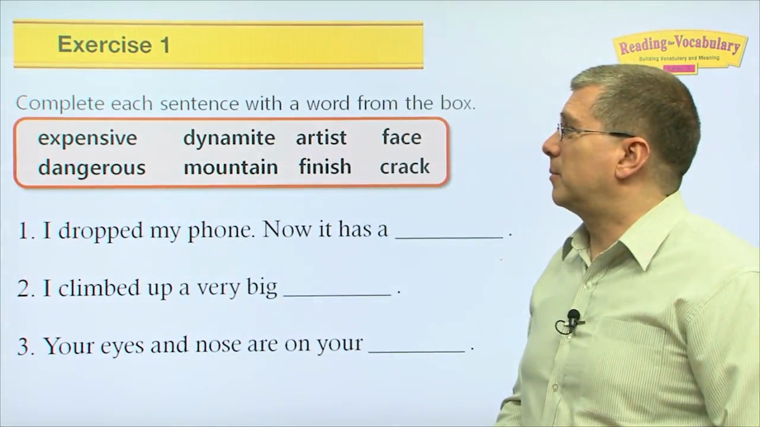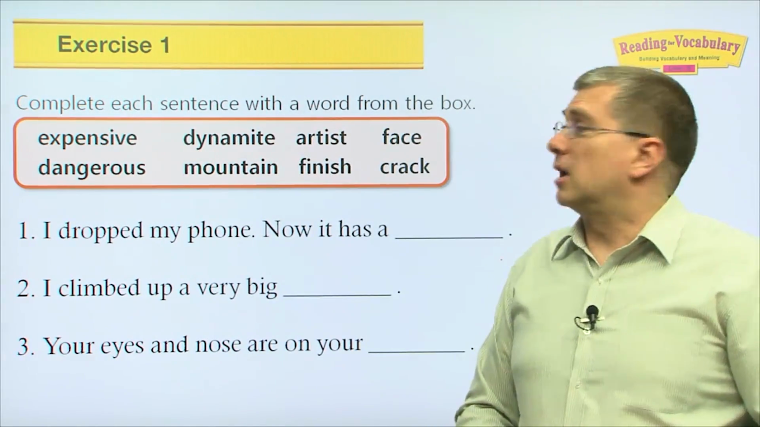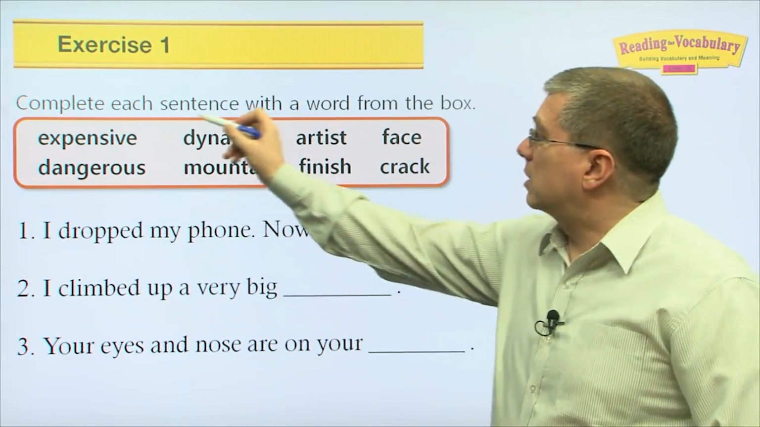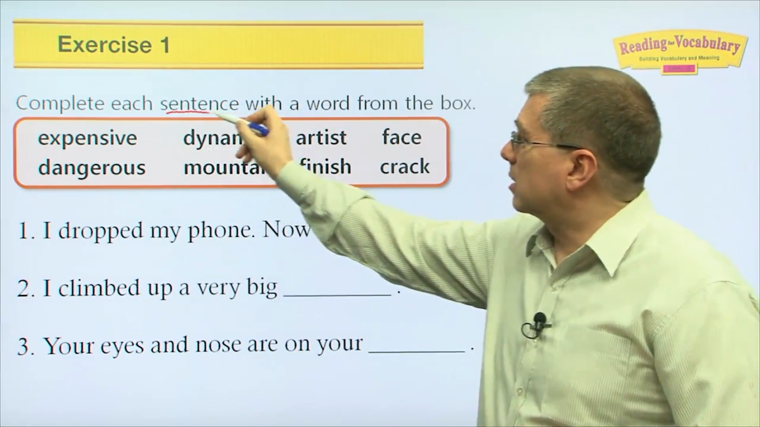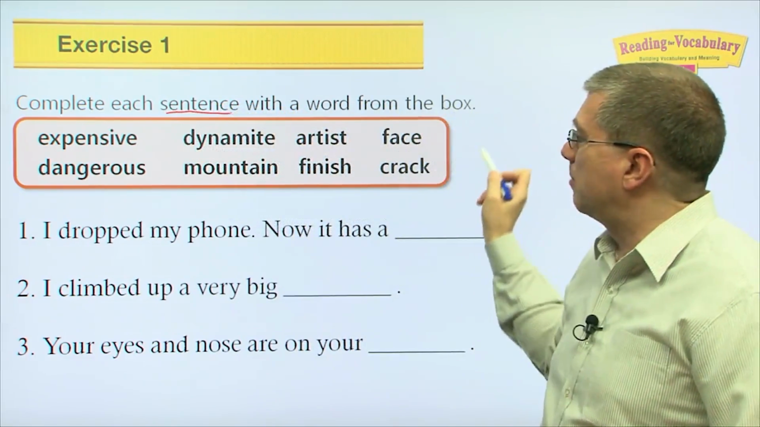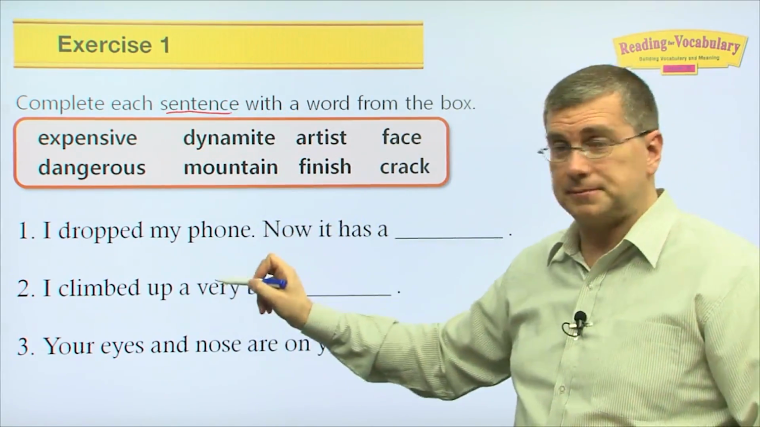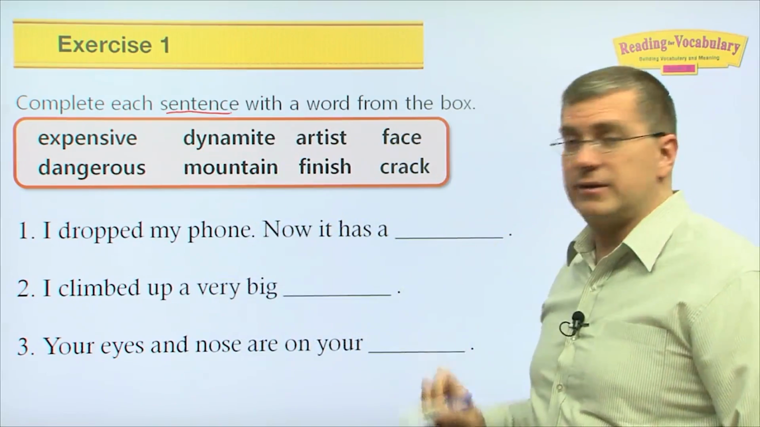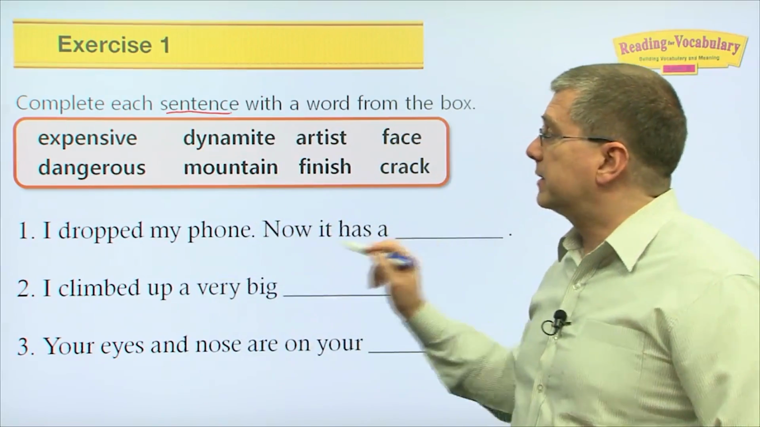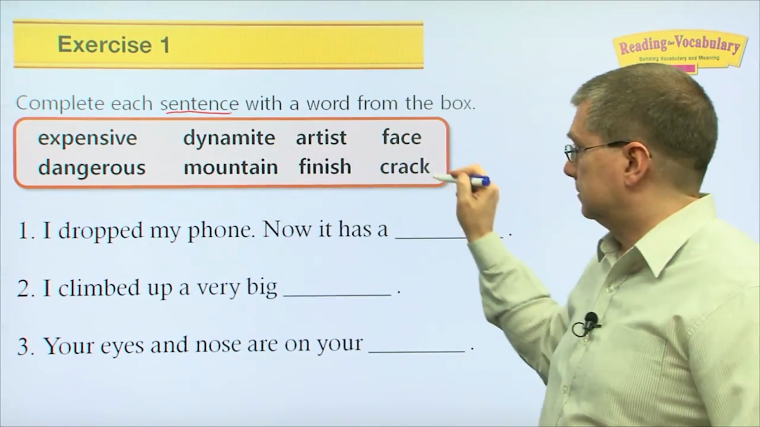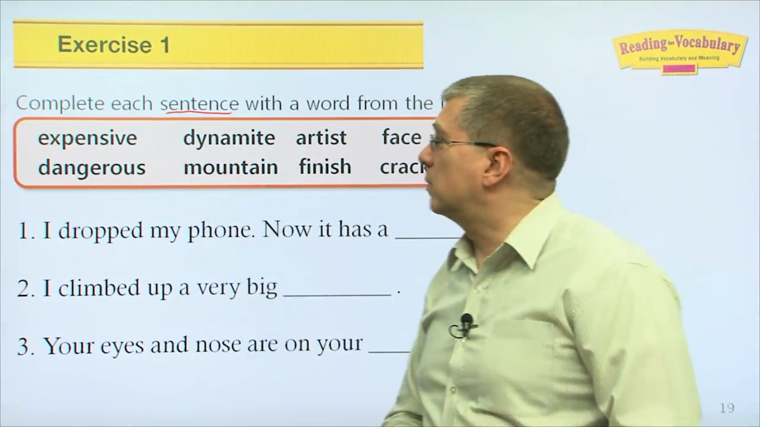Okay, well that wraps up our words. Let's use the words to complete each sentence. So we're going to complete a sentence with a word from the box. We have many sentences. Parts of the sentence are missing. We need to complete the sentence with these words here. Let's go over these words.